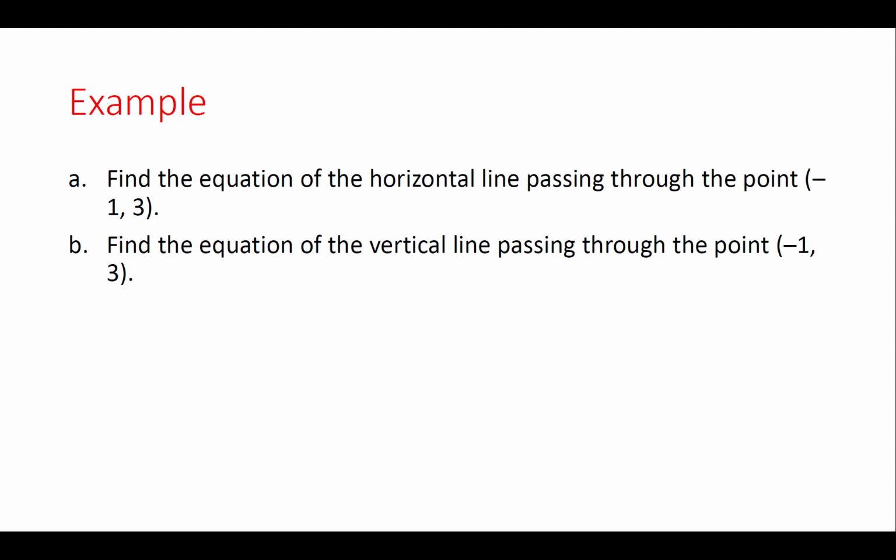Find the equation of the horizontal line passing through this point. Find the equation of the vertical line passing through (-1, 3). Whenever you try to find the equation of a horizontal or vertical line, remember horizontal line means y equals some constant, and that constant comes from the y coordinate of any point on that line. So for this particular problem, the answer would be y equals 3. For the vertical line, x equals some constant, and that constant comes from the x coordinate of any point on that line.